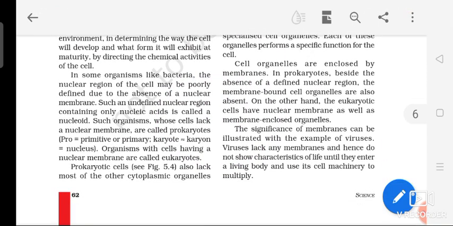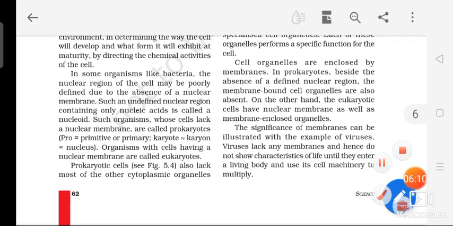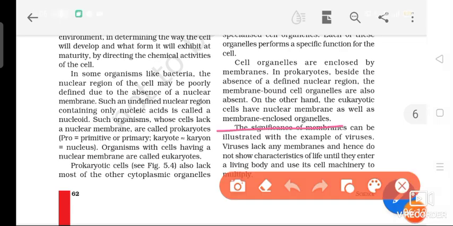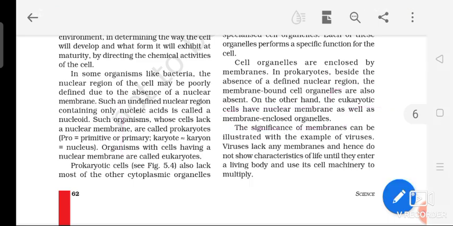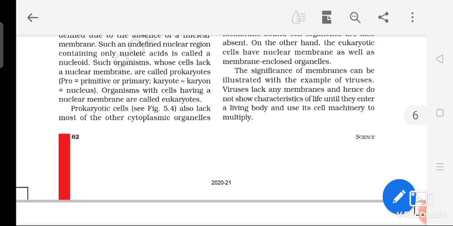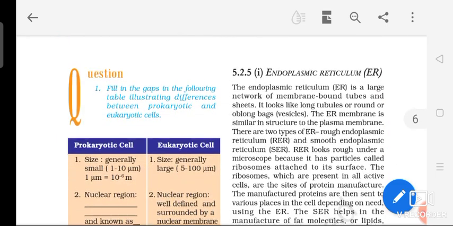The prokaryotes also lack any membrane bound organelle. There is no membrane bound organelle present in the prokaryotes, while the eukaryotes have membrane bound organelles like mitochondria, etc. Viruses do not have any membrane, and that's why they don't show any characteristics of life.